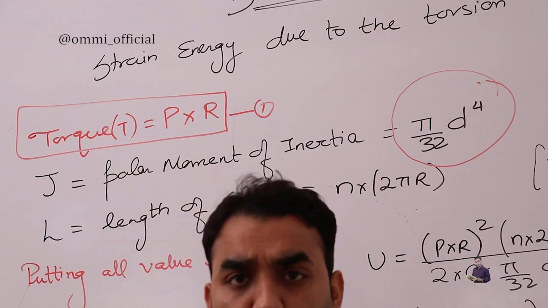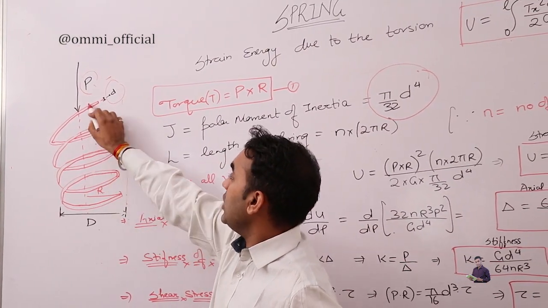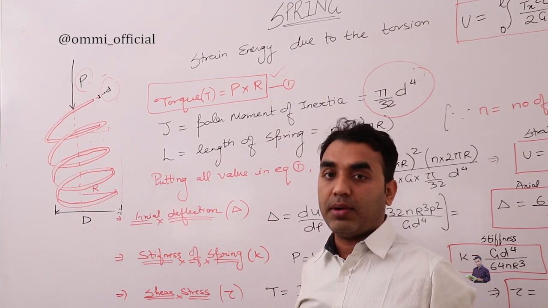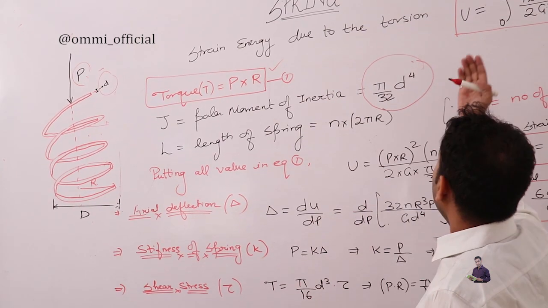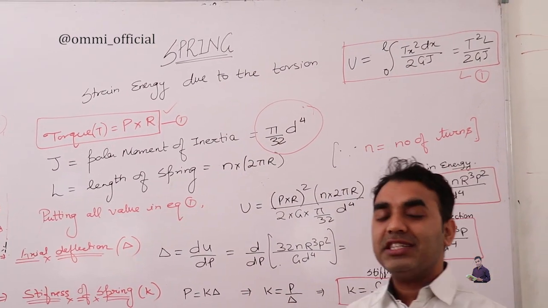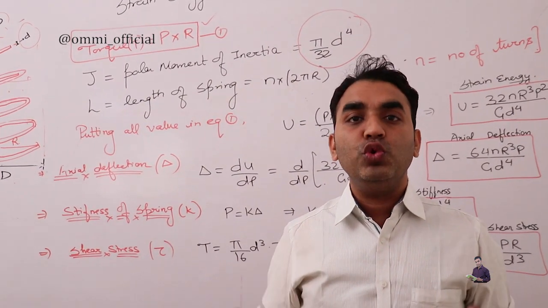Now if someone asks about the torque, we are applying the force P and this is your mean radius R. So what is the torque? Torque should be the product of P into R. This is also indicated by equation number 1. Now in the strain energy equation, on making its integration, the value is T square L upon 2GJ.